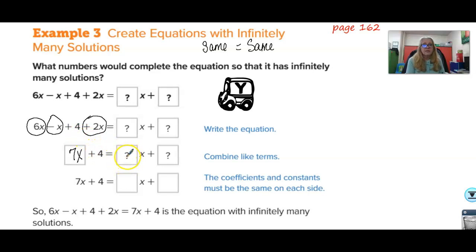So in order for this to be an identity, the right and left sides have to be identical. Therefore, our variable term must be 7x, and our constant must be 4. And we have created an equation with variables on both sides that is an identity or has infinite solutions.